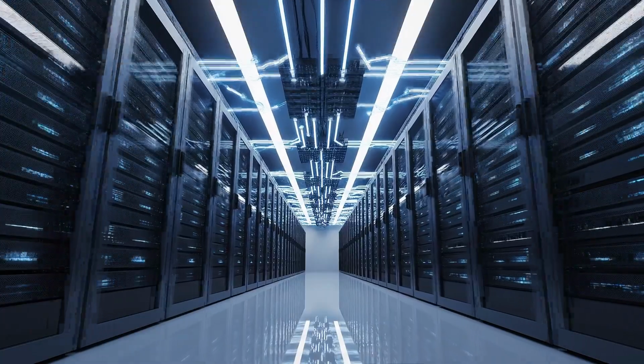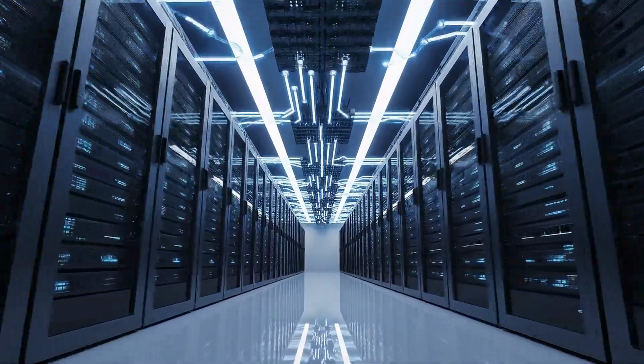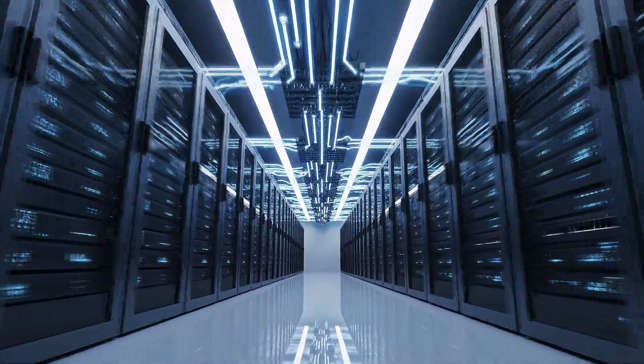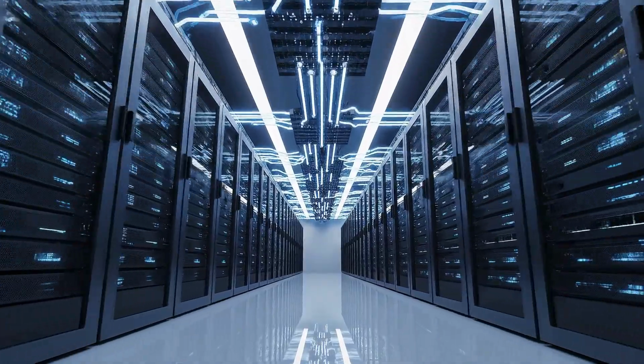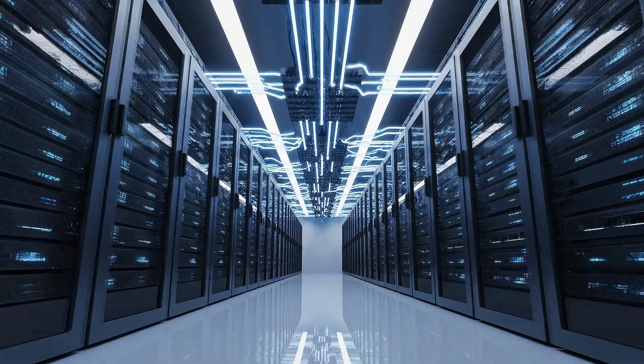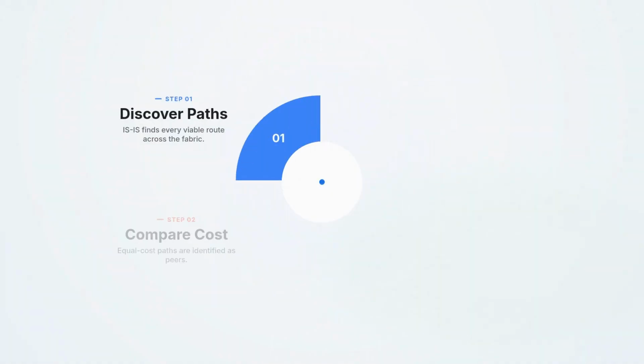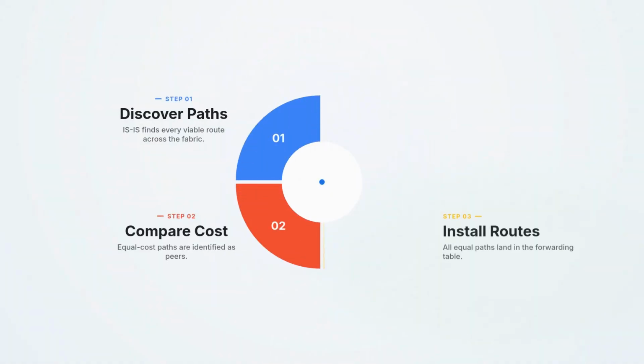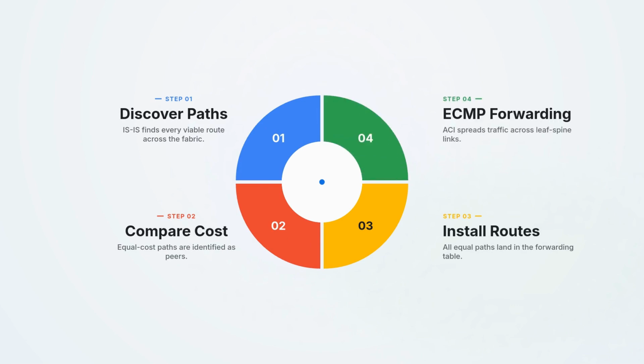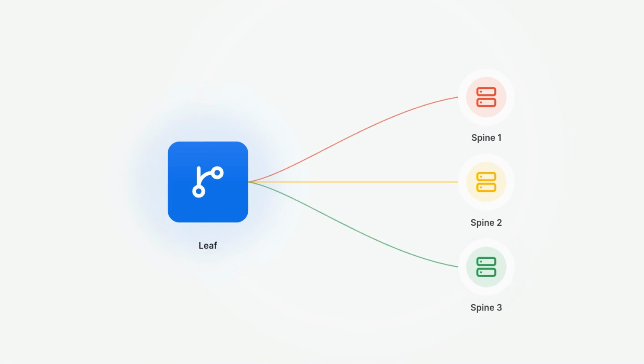That matters in a spine leaf design because the topology is highly regular. Every leaf has parallel upstream choices through the spine layer. When multiple equal cost paths exist, ISIS can install them naturally. That gives ACI the ECMP behavior engineers expect in a leaf spine fabric. So, if a packet needs to get from one leaf to another, the underlay already knows several valid transit options through the available spines.